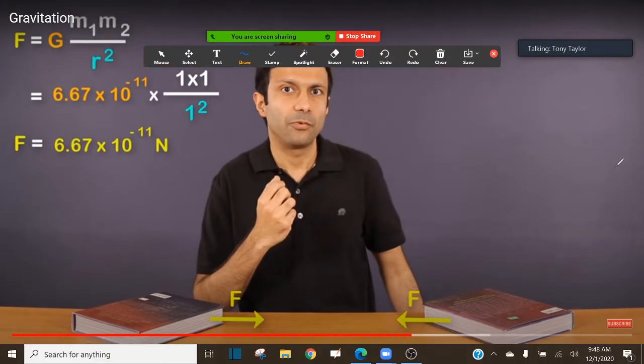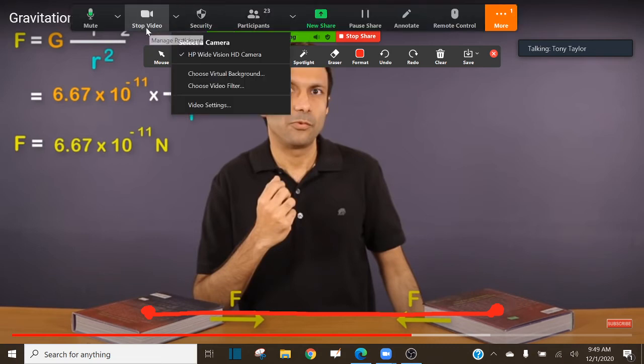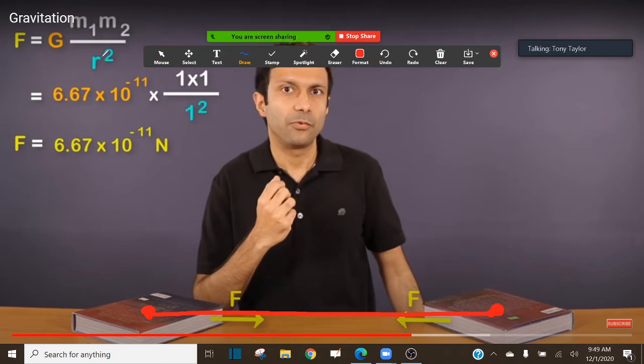So again, whenever you're finding distance, for example, when you look at this book right here, the center of this book is somewhere around here. And the center of this book is somewhere around here. So the distance between these two centers, however long this point is from this point, is what goes into this equation whenever you're solving for the force of attraction between these two books.